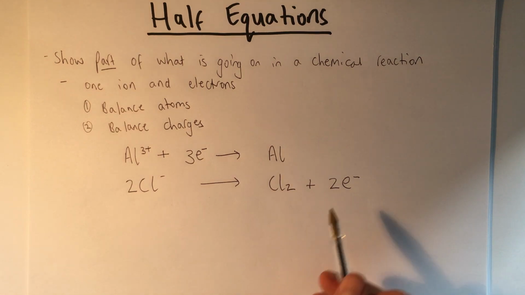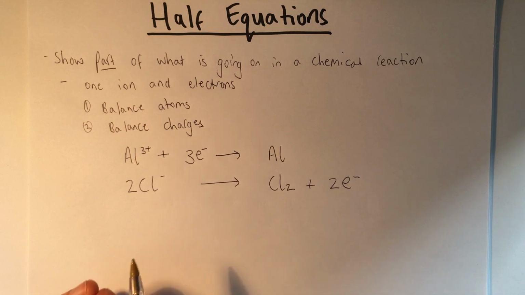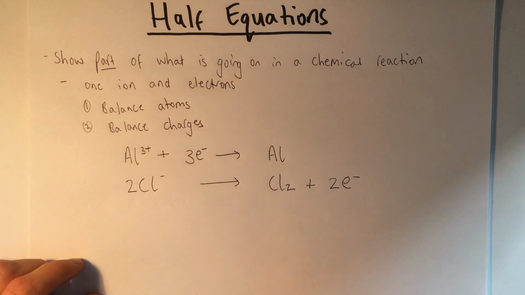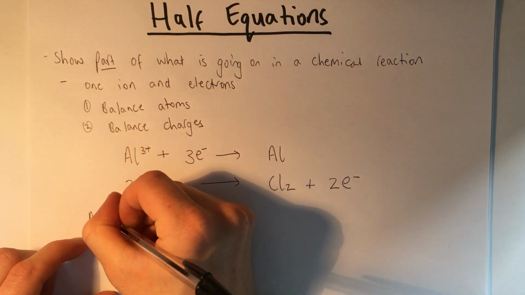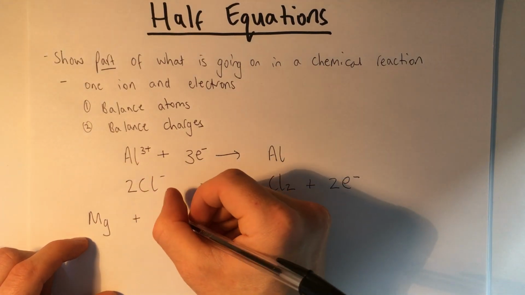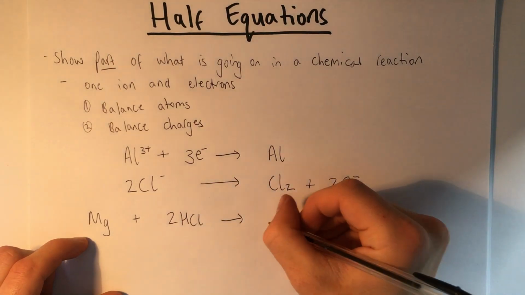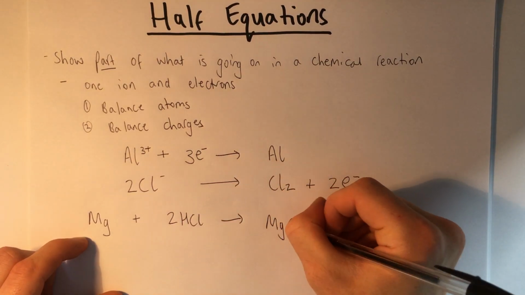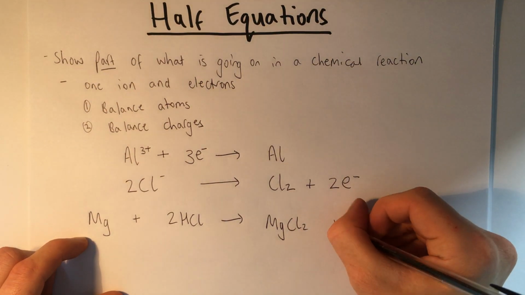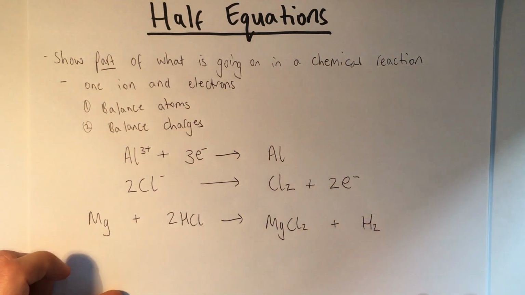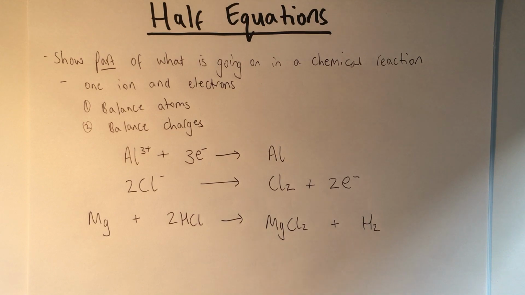So that's another example. The last thing I'll show you is we could take a full symbol equation for a reaction, and we could make a half equation from part of it. So if I had the reaction of a piece of magnesium metal reacting with hydrochloric acid, it would make magnesium chloride, give off hydrogen gas. It's a classic reaction.